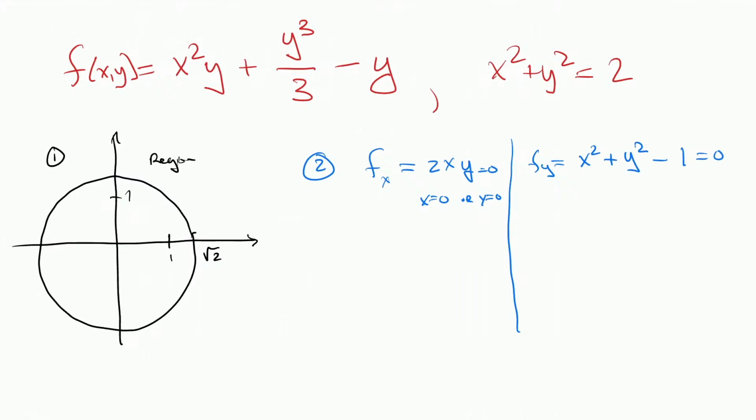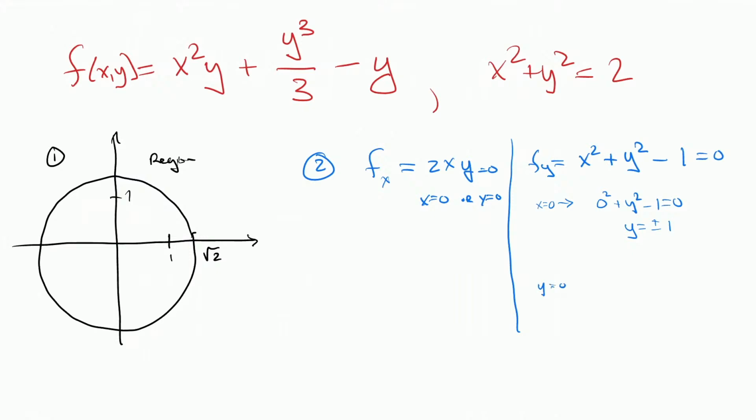We need to go over here. So move this over. What I'm going to do is take x equals 0, and if x equals 0, then I have 0 squared plus y squared minus 1 equals 0, which gives me y equals plus or minus 1.